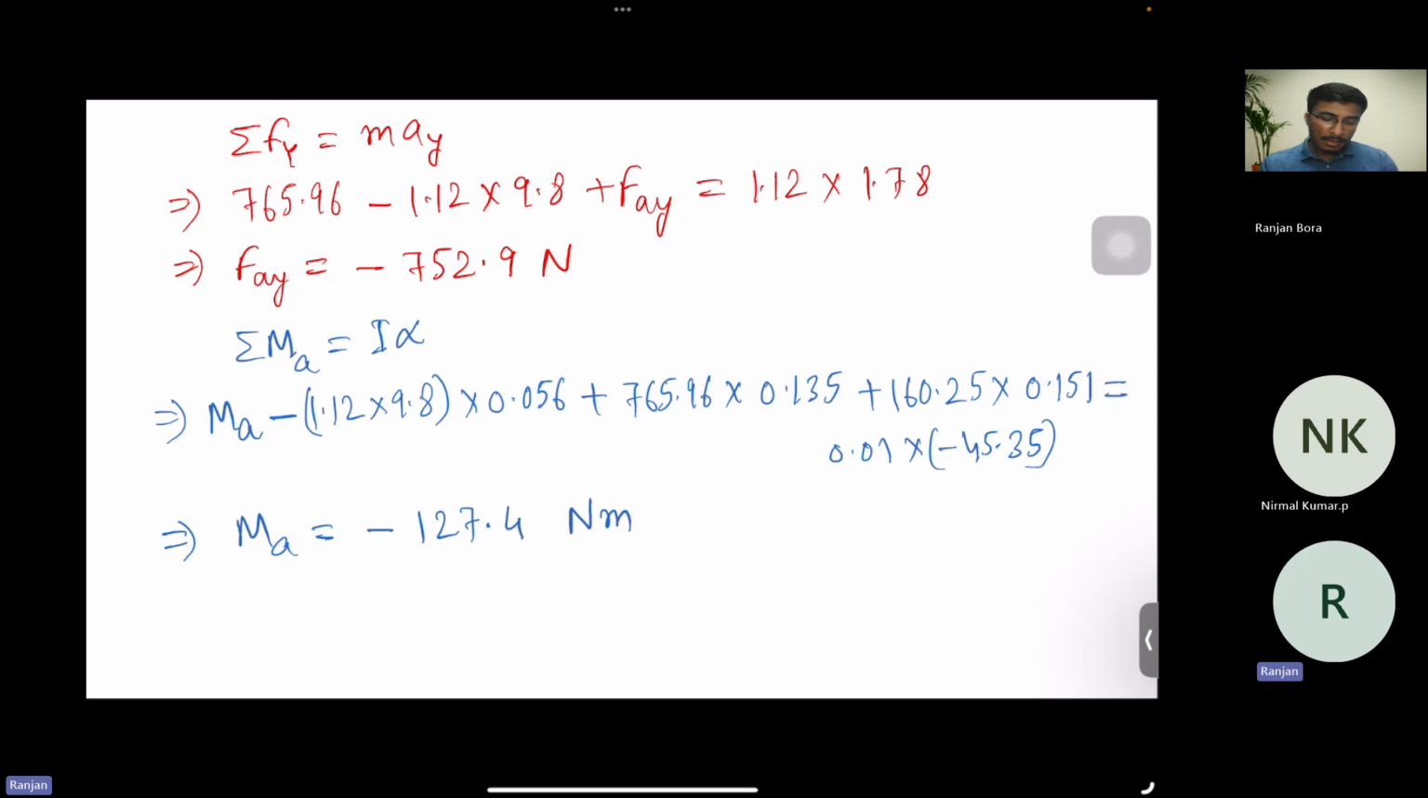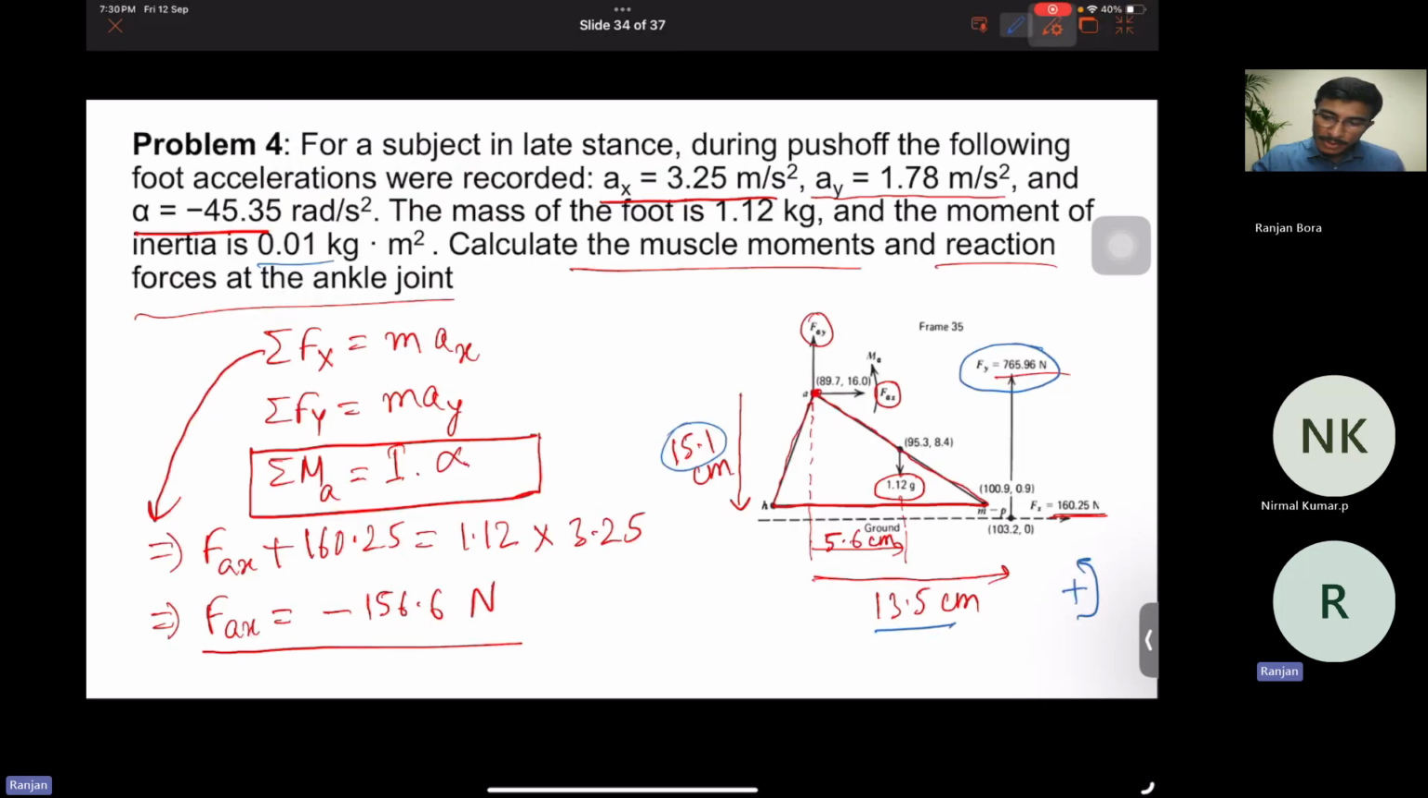So we have got all the joint reaction forces and the muscle moment negative. So the actual directions will be opposite to what was given in the question. FAX will act in the negative x direction, FAY will act in the negative y direction, and MA will act in the clockwise direction. So these will be the actual directions for the muscle moment and the joint reaction forces.